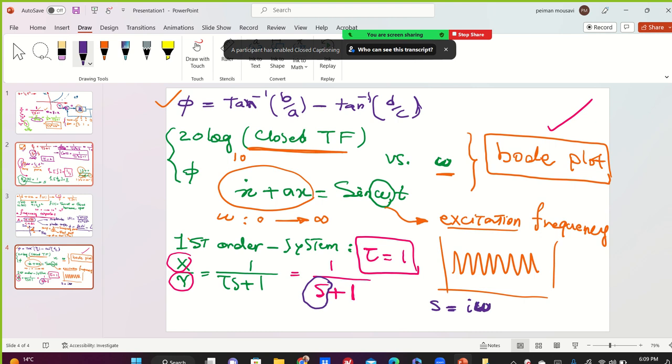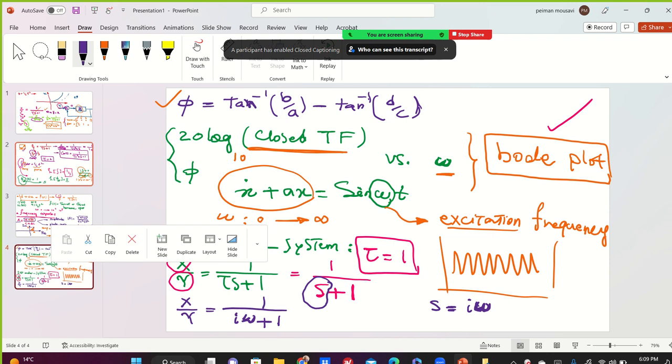I defined it. So, because in the Bode diagram I want to change the frequency, it's enough that I put output over input as 1 over i omega plus 1. Instead of s, I'm putting i omega plus 1 because I'm going to the frequency domain now. That's right. See what I'm saying? Good. Can I go to the next page? Yes? Okay.